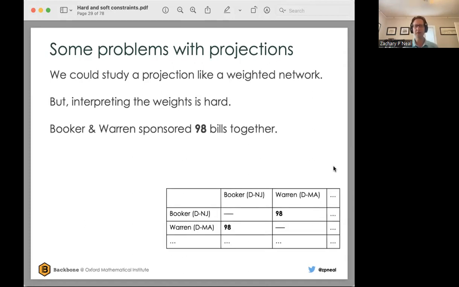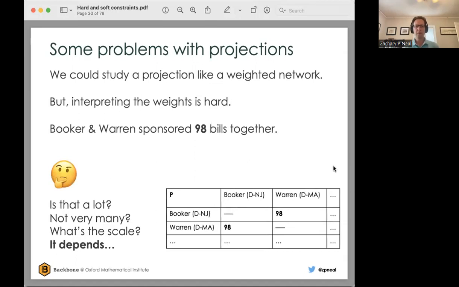So if we take a look at our example, we observe that Booker and Warren sponsored 98 bills together. The problem is it's very difficult to evaluate: is 98 a lot? Is it not very many? It's difficult to know what the scale is on that edge weight to decide, is this a large enough number to say Booker and Warren are working together on these bills or not?